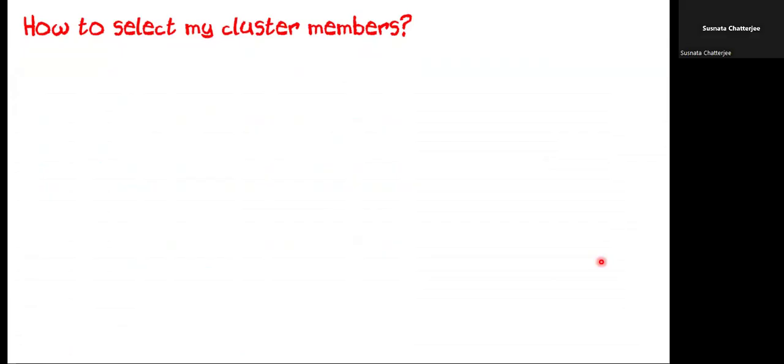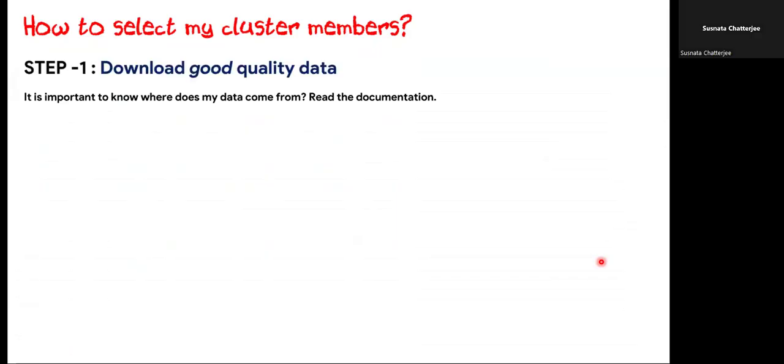Now, the most crucial step in any analysis is how to select good quality data. So it is important to determine how we know that data quality is good. It is important to know where my data comes from. We should always read the documentation.